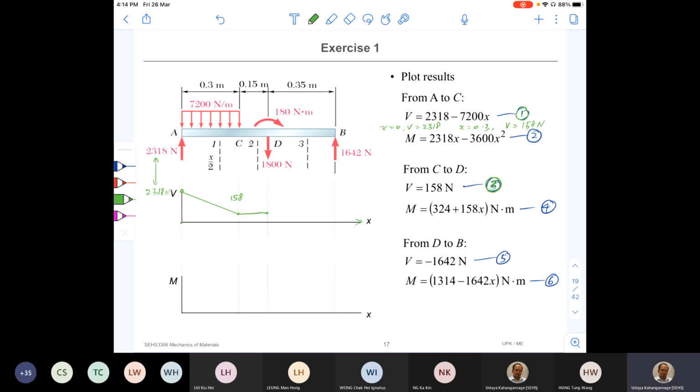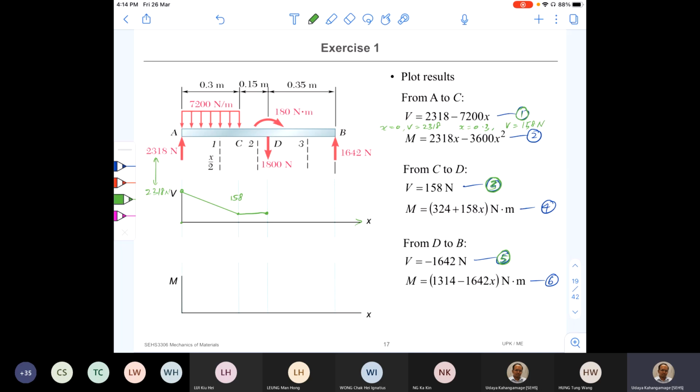So this is the variation. And for D to B, we are going to use equation number 5. Equation number 5 says that when X is equal to the position at point D, suddenly the shear force becomes negative 1642, right? Because this equation is valid from D to B.